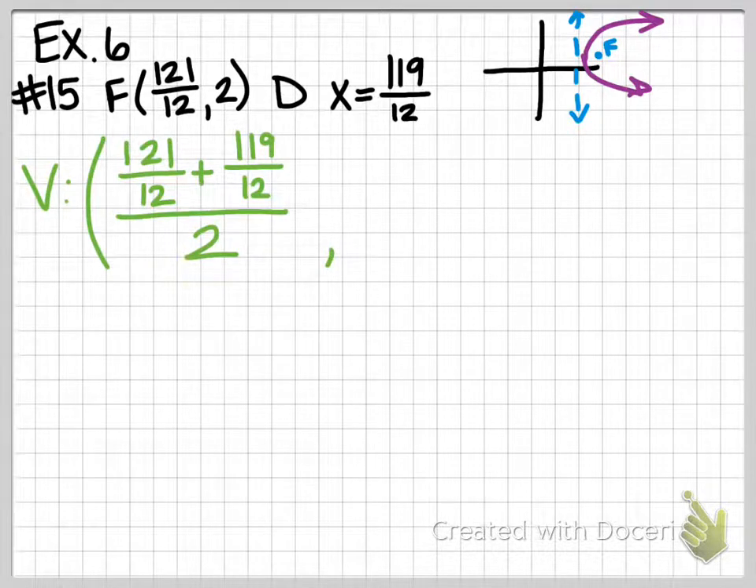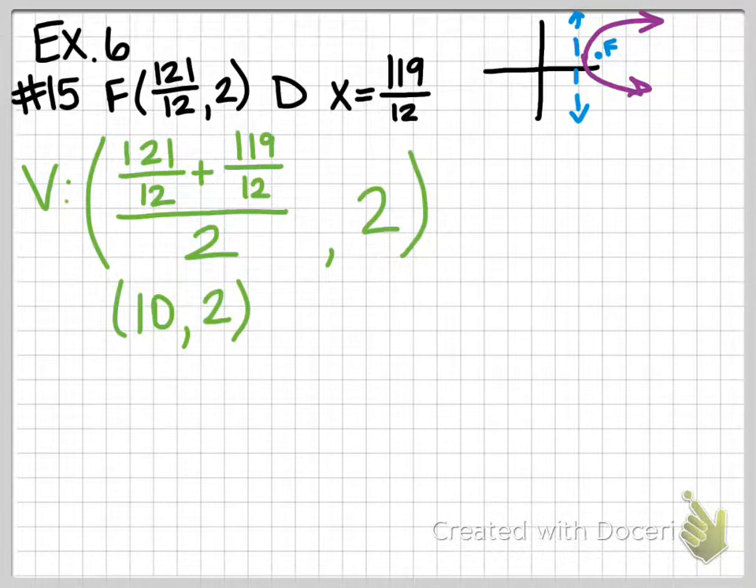So that's what this is. 121 over 12 plus 119 over 12 divided by 2. That will give us the midpoint of the vertex, which is halfway between the focus and the directrix. Okay, so if you do that divided by 2, then you get 10. Works out really nice. Now, all of these points, if you notice, we went over a certain amount, and the focus and the vertex are going to line up along the same line. They're both going to go up 2. And if you imagine that axis of symmetry that goes through there, that's another way that you would know that they both go through 2.